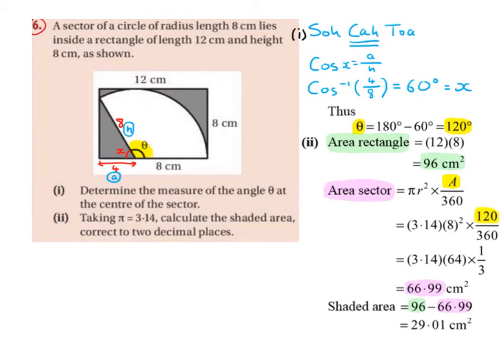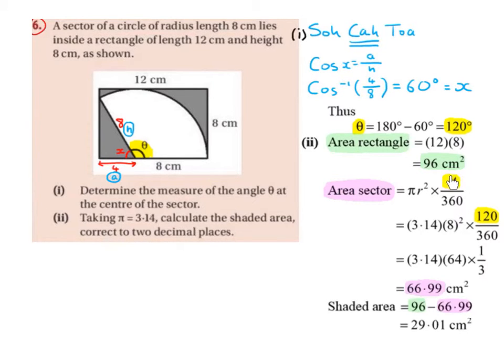So part 2, we're trying to find the area of the shaded part. Okay, so let's start with the rectangle. So we have 12 by 8, gives us 96 centimeters squared. That's the area of the rectangle. Then we have to get the area of the sector, the white sector. So the area of a sector is pi r squared multiplied by the angle over 360.